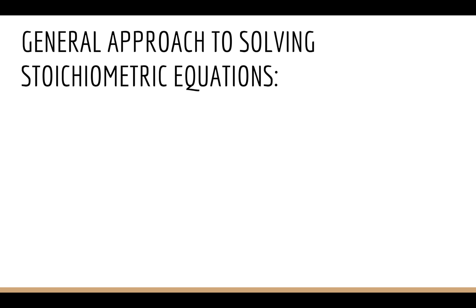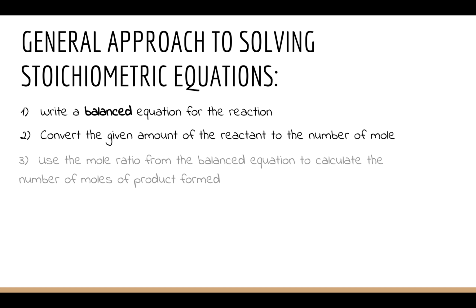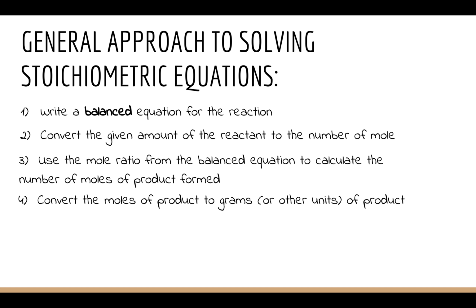Now that we understand stoichiometric equations, let's look at how to actually solve them. First, we write the balanced equation for the reaction. Once we have the balanced equation, we can convert the given amount of the reactant to the number of moles. Then, we can use the mole ratio from the balanced equation to calculate the number of moles of the product formed, based on the mole ratio of the product to the reactant. Once we have the moles of the product, we can convert these moles to grams or other units.